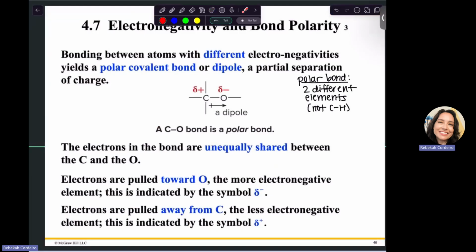And this is important when you go into the next class for Chemistry 1151, because this is going to make carbon-oxygen bonds a little reactive, because the carbon being a little positive and oxygen being a little negative, that can attract other types of molecules that have different polarity of their bonds as well.